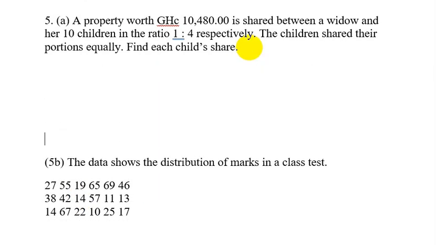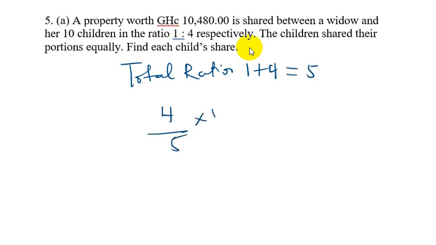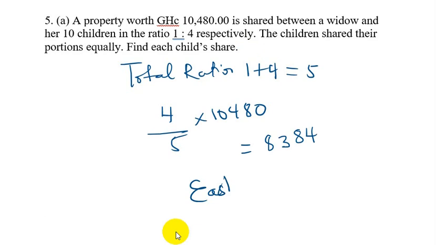Okay, now the first thing to do is that we have to find all the children's share. That is the 4. So what do we do? We will first find the total ratio, and the total ratio is 1 plus 4. That is 5. So the children's share is 4 over 5 times 10,480. So all the 10 children are getting 8384.